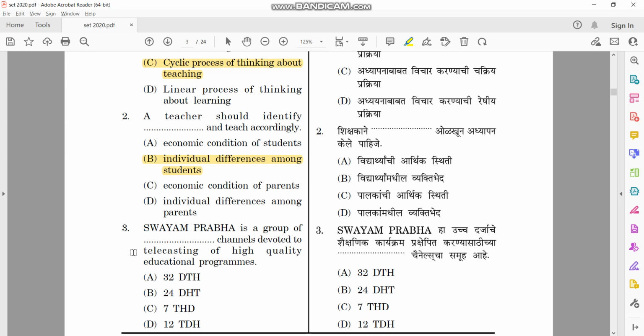Now, moving to the next question. Swayam Prabha is a group of dash channels devoted to telecasting of high quality educational programs. So, if you see here, options are 32 DTH, 24 DTH, 7 DTH, 12 DTH. So, the correct option is 34 DTH. And here in this, there is a mistake in this question. 32 DTH is not the correct answer. Here it is 34 DTH. Okay. So, there is a mistake in the set paper.